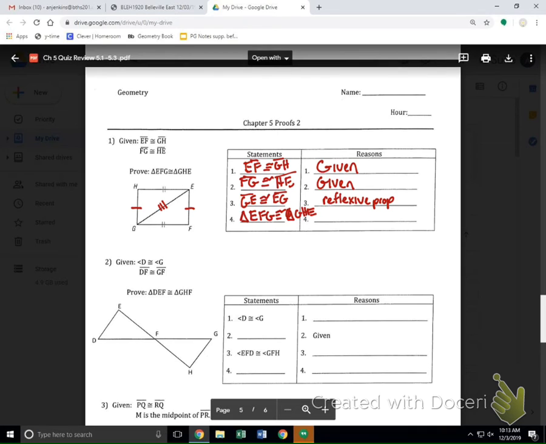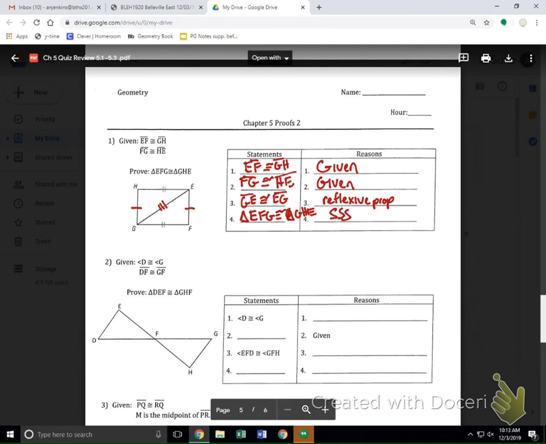And what did you use? SSS. Nice job. So guys, when you look at this, if you see that they have a shared side, go to the reflexive property. If you see it's two intersecting lines, go to the vertical angles. If you see it's parallel lines, remember you're going to have to probably use alternate interior or corresponding.